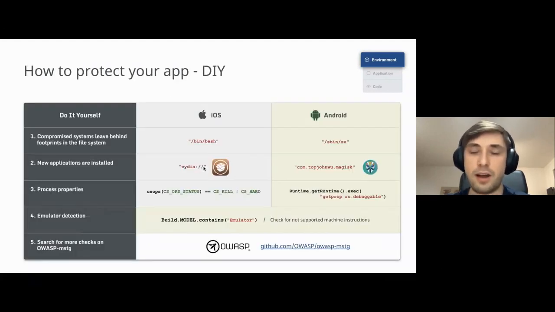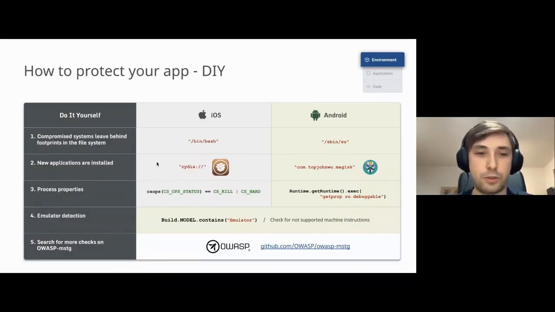And right now, I'll show you how you can actually protect your app on your own. So firstly, a compromised system leaves behind a lot of footprints in the file system. For example, on iOS, there is a bash file that we can find inside the bin directory. And on Android, there is an su file that we can find inside sbin. And we can just look for them with an API. It can be lstat, it can be open, an API that is available on our platform.